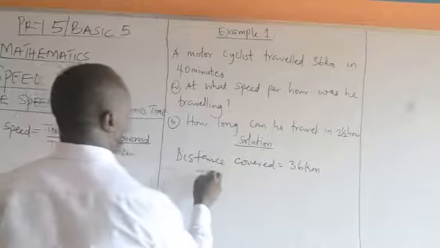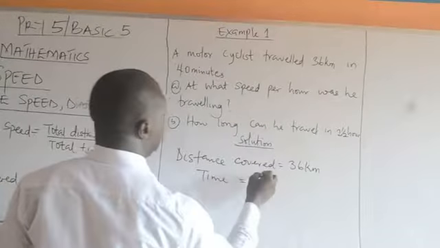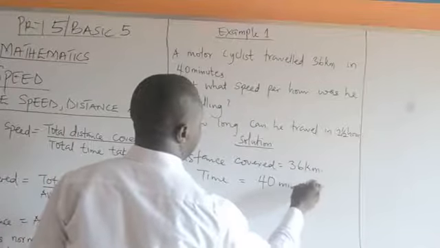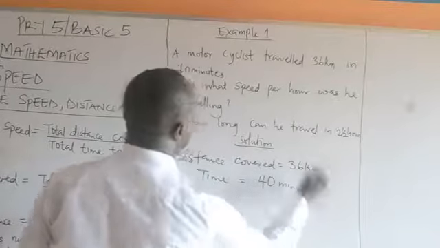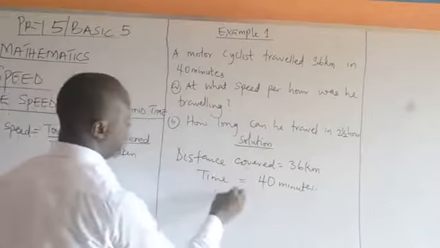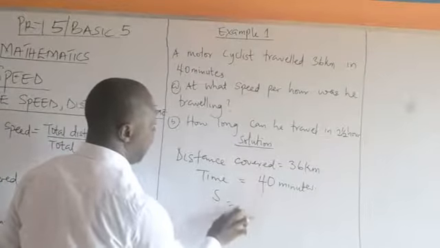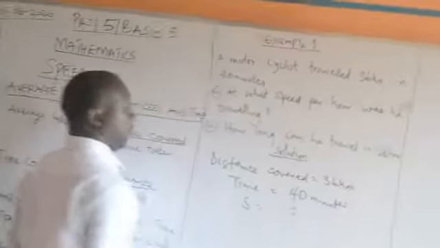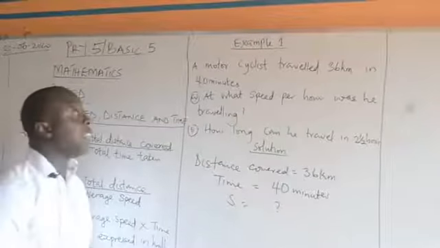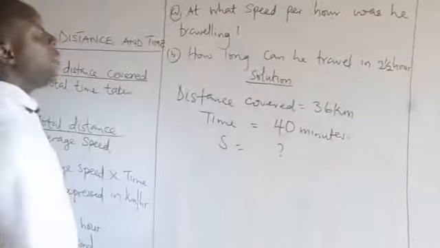And the time is given to be what? 40 minutes. Then what we are asked to calculate is the speed. The speed is not given. So the distance covered is 36 kilometers and the time is 40 minutes.